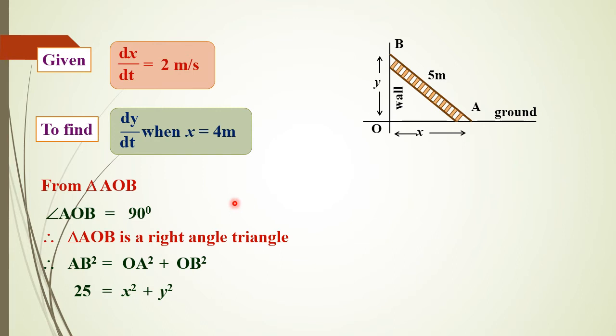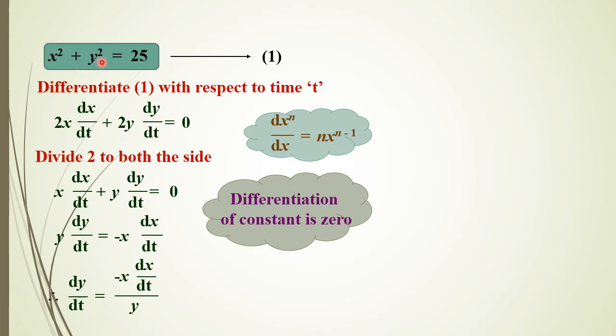Then again, put the value of x in this Pythagoras theorem, 25 equal to x square plus y square, so that you can get the value of y. Next, x square plus y square equal to 25. The x square value is how much? x is 4 meter. 4 square is how much? 16. 16 plus y square equal to 25, then y square will be 25 minus 16. So that is just 9. y square equal to 9, then y equals square root of 9, y equals plus or minus 3. This is the value of y.